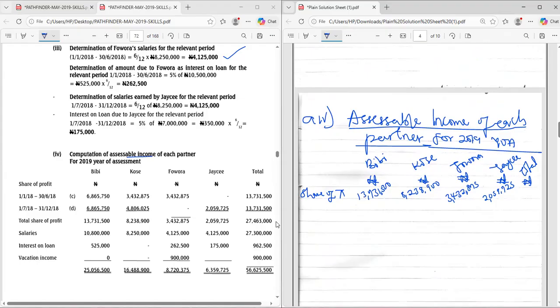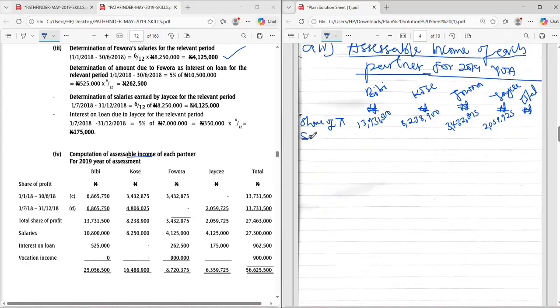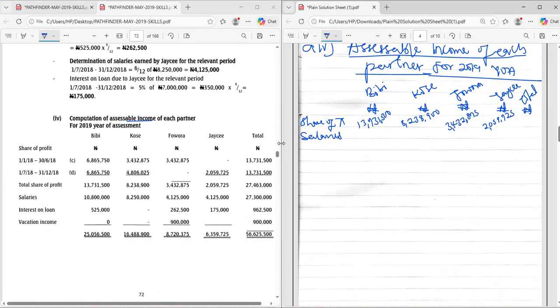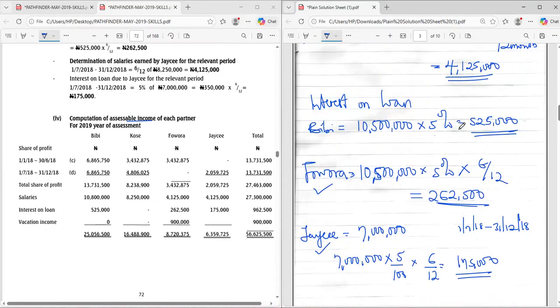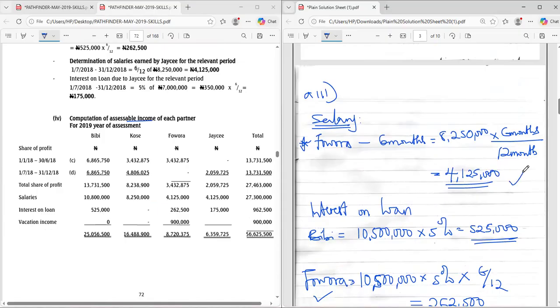All right, so apart from that, salaries will come to them. What's the figure for salaries? 4,125,000. We've solved it before. Let's show them salaries. So for Wora, 4,125,000 because it was prorated. But apart from Wora, the rest are the same. But JC will be prorated too.